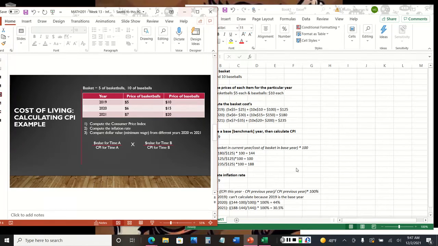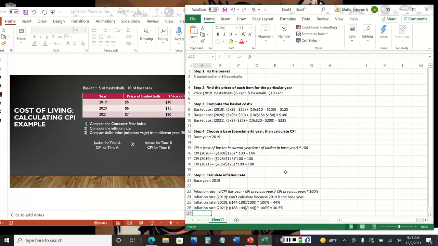So let's say we use the inflation rates that we calculated from this hypothetical basket of baseballs and basketballs. If we wanted to use the CPIs and the inflation rates from that example, and we wanted to find out how much the minimum wage from last year, we'll just say 8.25, is valued today in 2021.